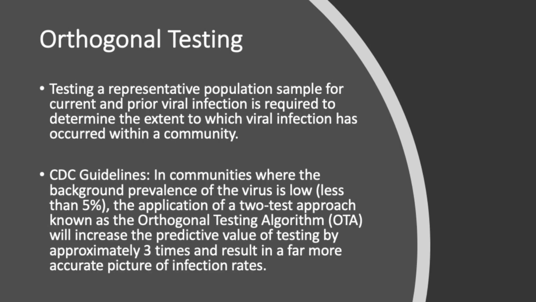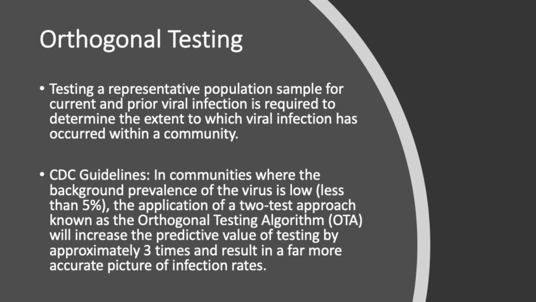Testing of a representative population for current and prior viral infection is required to determine the extent to which a viral infection has occurred within a community. So basically, what this is suggesting is that an entire community really does need to be tested. As we hear all the time on the news, we need to test. We need to test because we don't know who has it and who doesn't, and you can't take really good precautions to shelter those who are not infected or those who are infected from others.